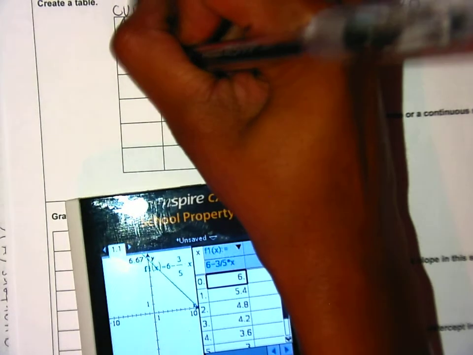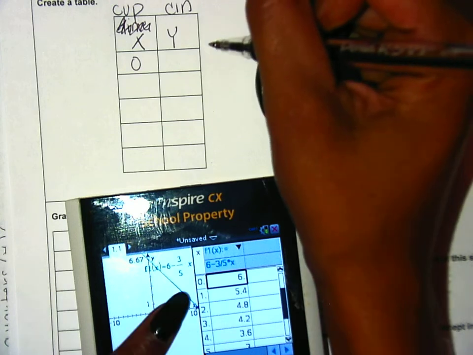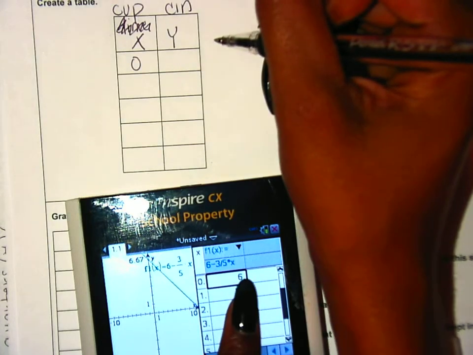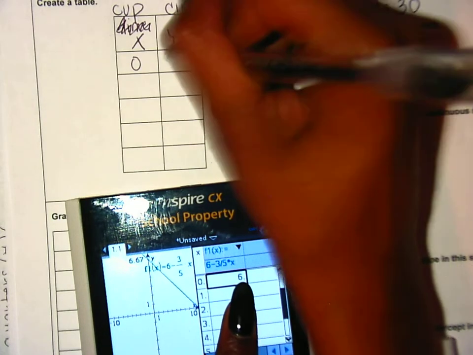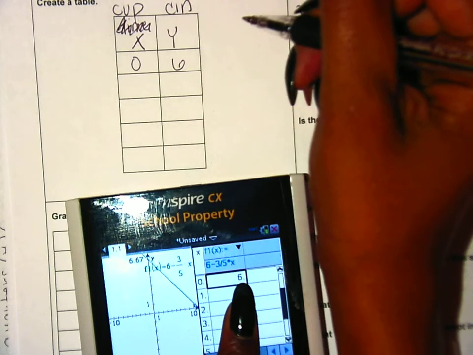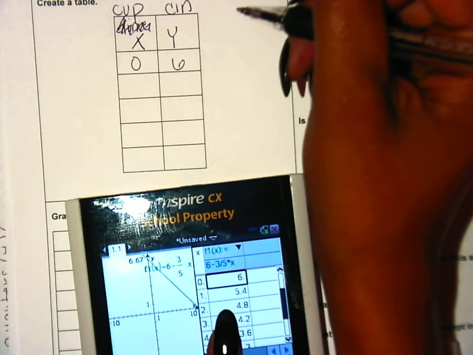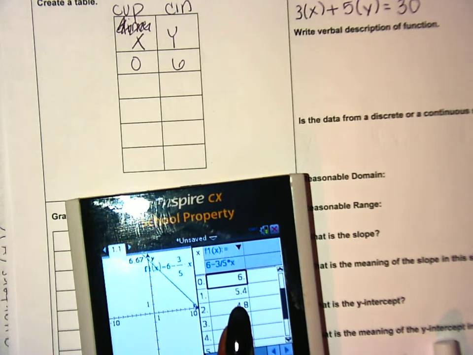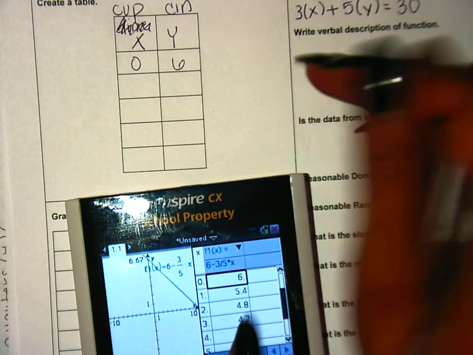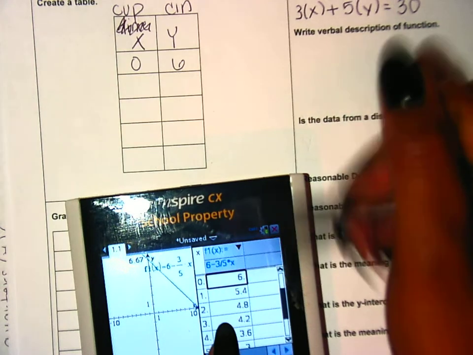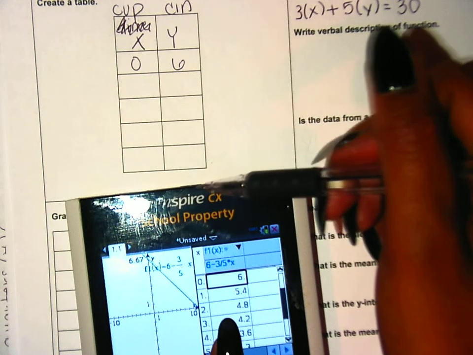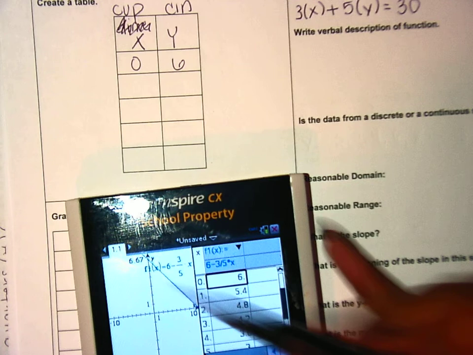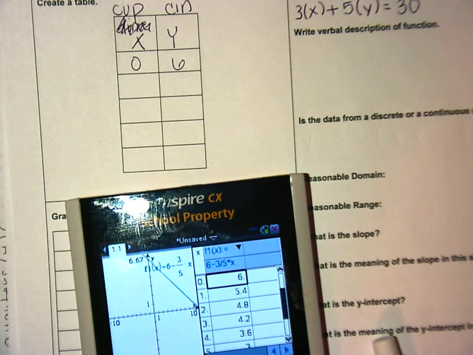If I have 0 cupcakes, when X is 0, how many cinnamon rolls can I have? 6. Okay? Now look at the next number. Are we going to include the decimal points here? Think about it. Can we literally go to the store and say, hey, can I buy 5.4 cinnamon rolls? No. These points are going to show up on our table because that's what we plugged into the calculator.